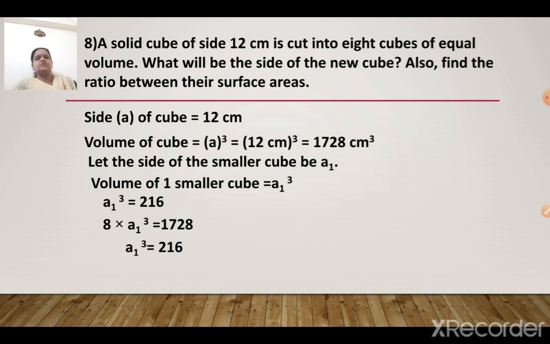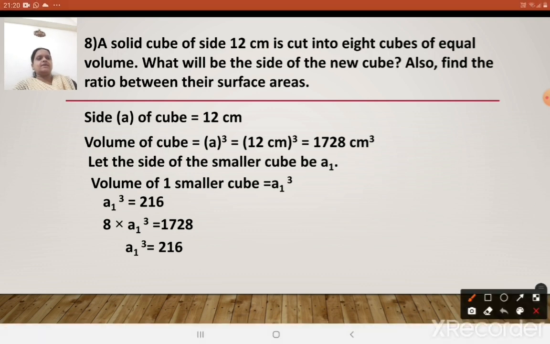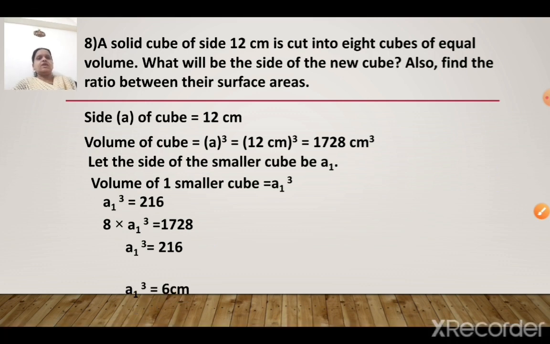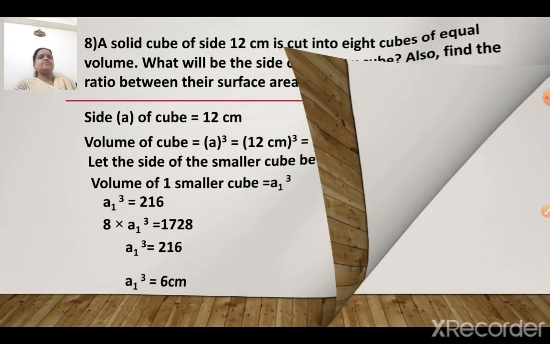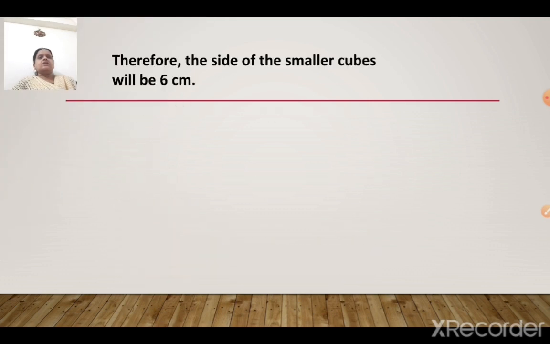How did you get this 216? That is 1728 divided by 8. If you bring the 8 to this side, you will get the answer as 216. Therefore A1 cube equals 216. So A1 will become 6, because the cube root of 216 is 6 centimeter. Therefore the side of the smaller cube will be 6 centimeter.